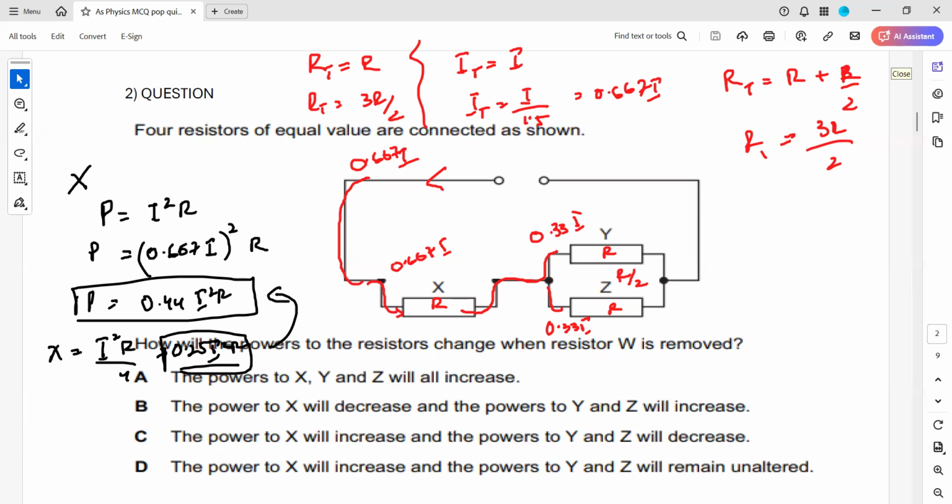And when we compare the power of Y or the power of Z, we use the formula P equals I square R. What is the current here? The current is 0.33 I squared and the resistance is R. So 0.33 squared. What's the answer? 0.33 squared.